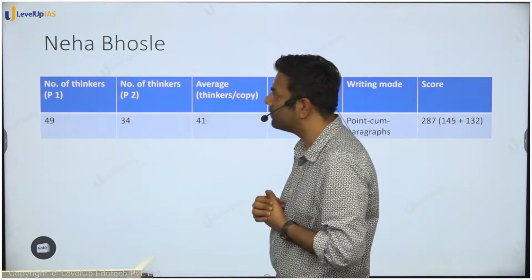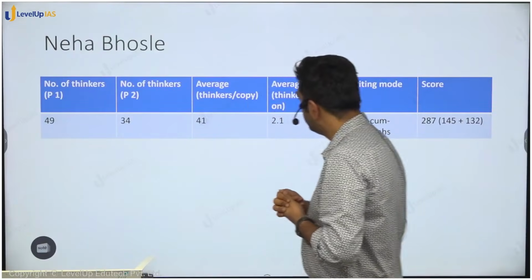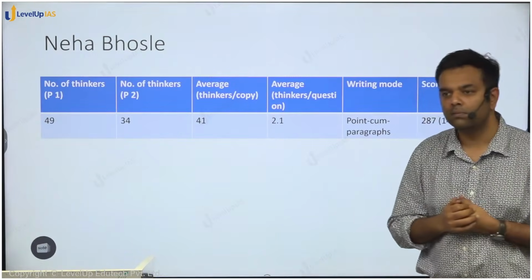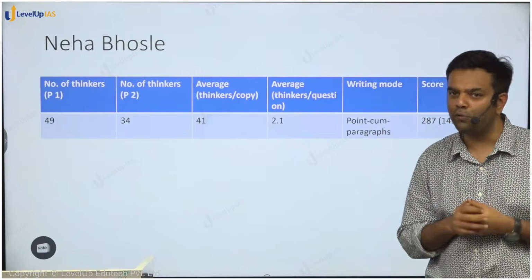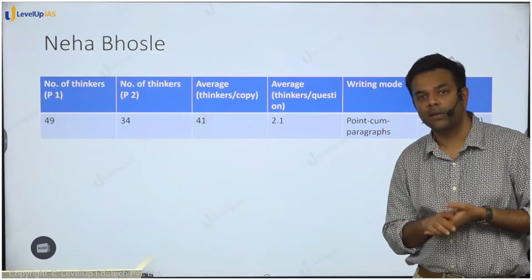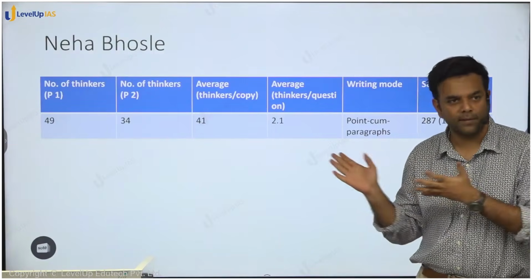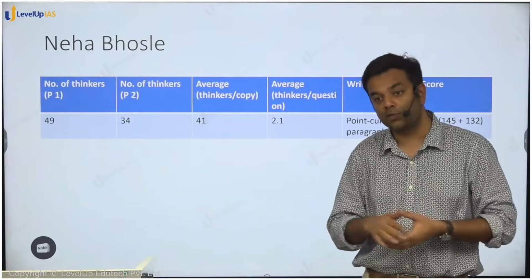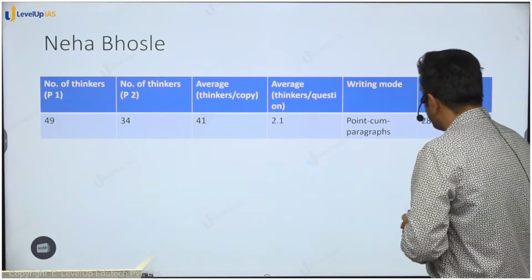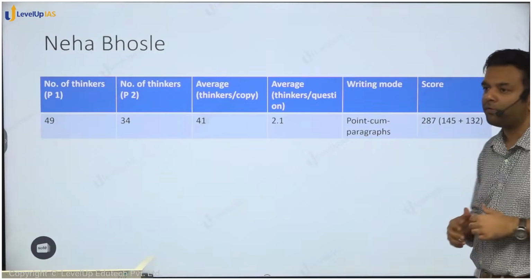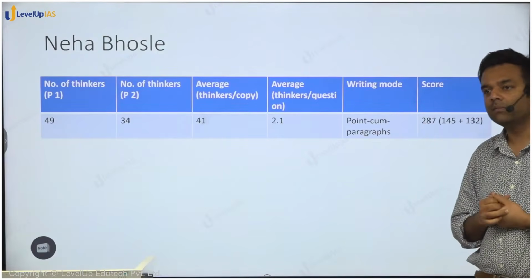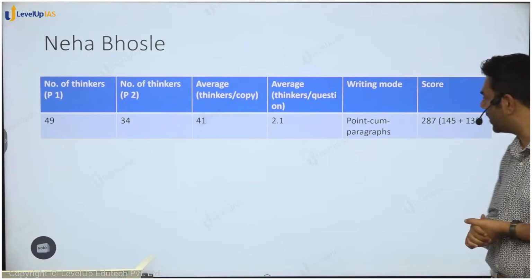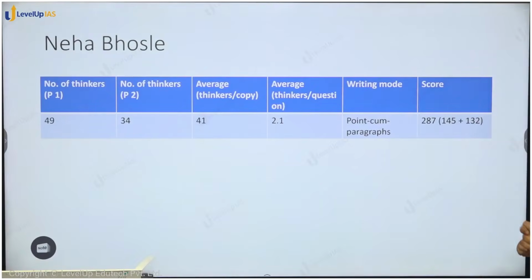Fine. But when we reviewed her copy, we found out that average thinkers per copy is coming down to 41, which means per question she was writing 2. Okay, not 4 as stated by her, but she was writing 2. And this is something that we did after reviewing multiple copies, including the last one. Okay. Writing mode was points come paragraph. Not purely paragraph, points come paragraph. Okay. Final score was 287.